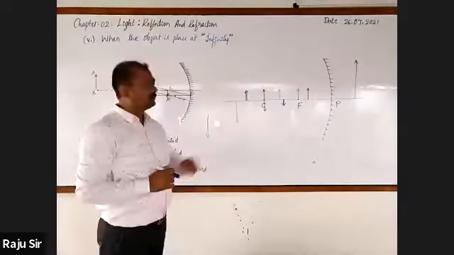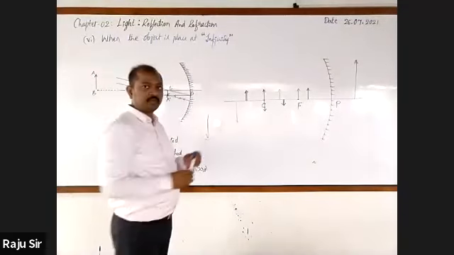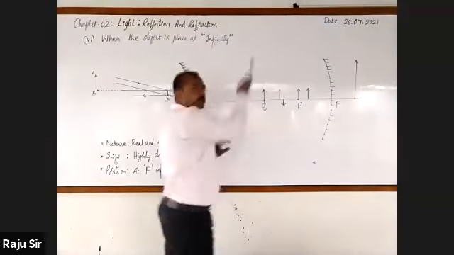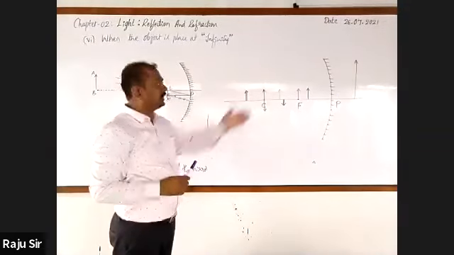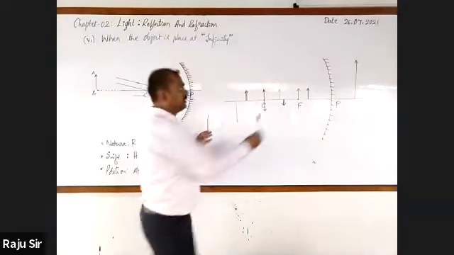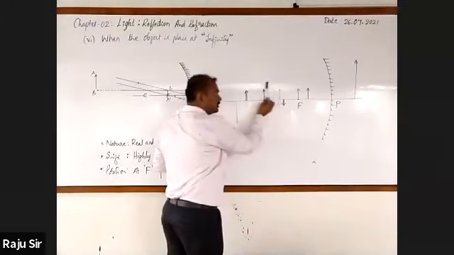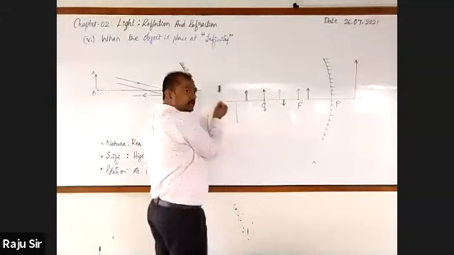Point, size. You just observe it. Here, these upright arrow marks indicate the objects, right? From here, now, the object is being taken away from the mirror.